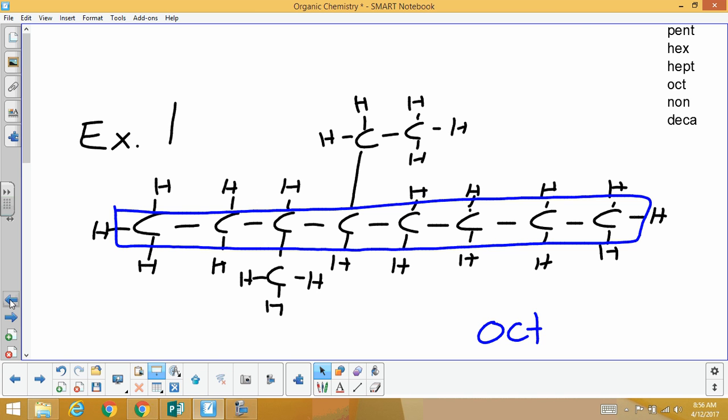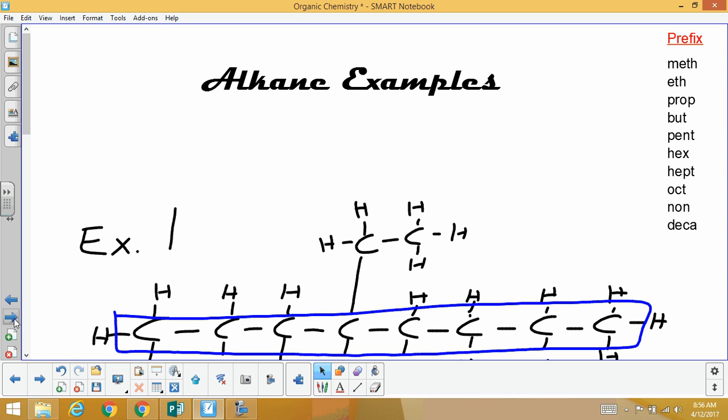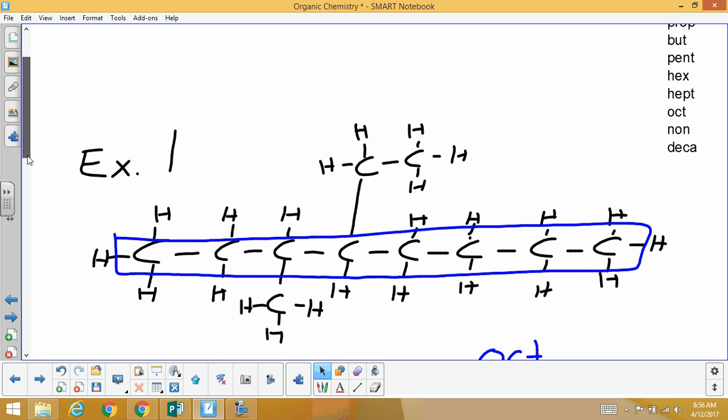Step 2, identify and name the groups attached to the chain. So if it's not part of that, for this case, this blue box, we've got to figure out what else is going on over here. So we have, they're called alkyl branches or extensions. I like to call them branches. And I'm going to circle, square, identify the different ones.